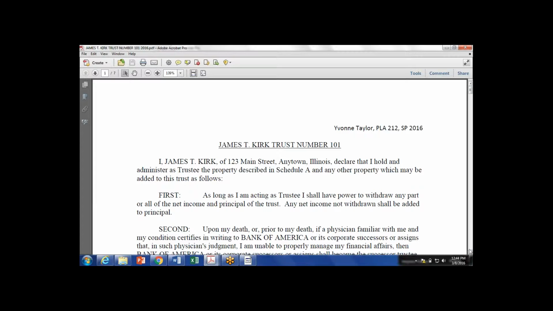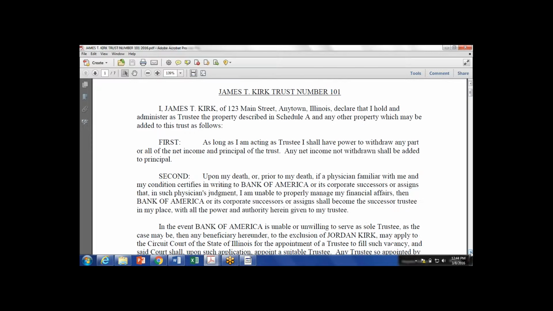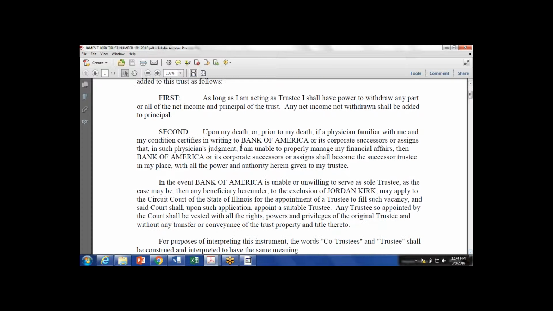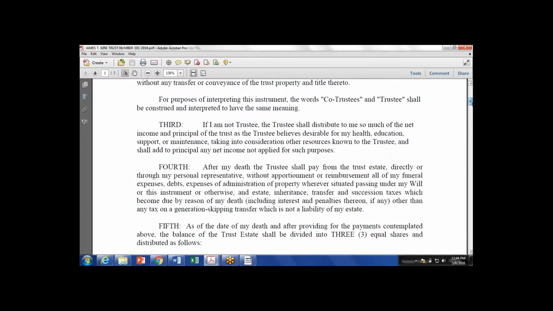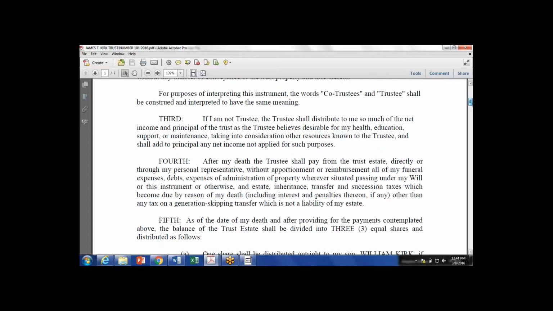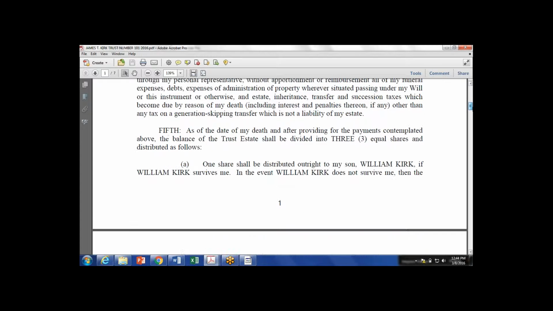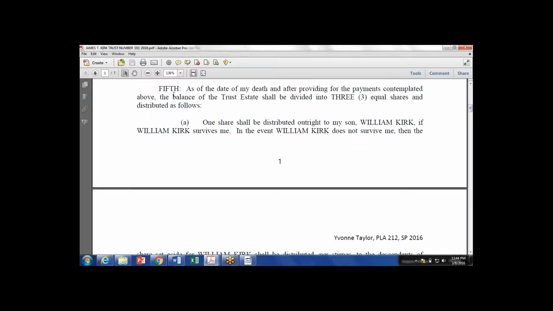So this is what's called a self-declaration or a living trust. And you did that right. Yeah, you got this right because I believe, I don't have the assignment in front of me, but I believe Bank of America becomes his successor trustee under the facts, to the exclusion of Jordan. That's okay. I'm just reading this as, like I said, I have not looked at your trust yet. Okay. So you pick this up right.